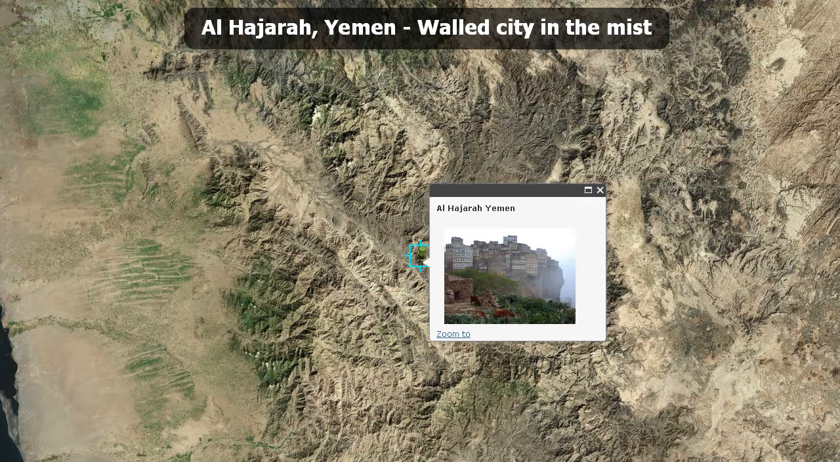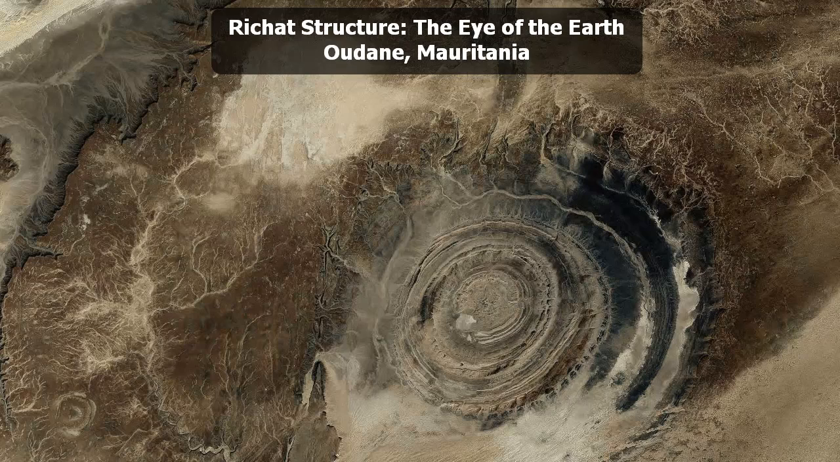Here's a city in Yemen, Hajarah, Yemen, the walled city in the mist. Wow, fascinating looking place. Here's the Richat structure, the Eye of the Earth in Mauritania. Gosh, that looks so fascinating. How did it get there? What kinds of forces are acting on that? Was that human created or is that naturally occurring?